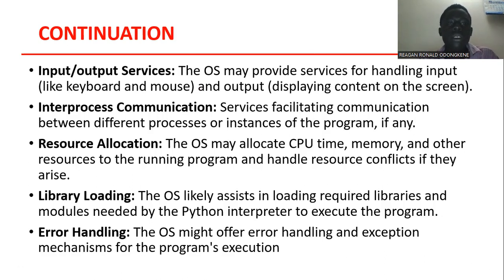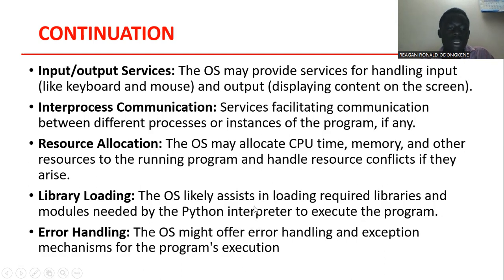So we also have resource allocation. The operating system may allocate CPU time, memory, and other resources to the running program and handle resource conflicts if they arise. Also, there's library loading. The OS likely assists in loading required libraries and modules needed by the Python interpreter to execute the program. And we also have error handling. The operating system might offer error handling and exception mechanisms in program execution.